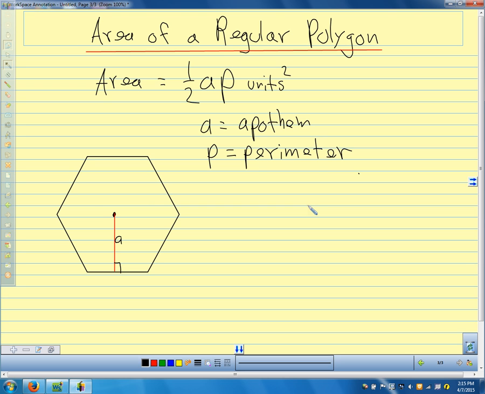So let's talk for a second. So easy formula, not a difficult formula. The challenge is usually finding pieces that we need. Well, let's talk about where it comes from. I'm going to draw a little triangle here in my hexagon.